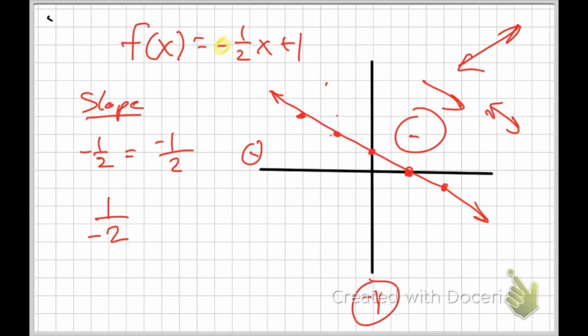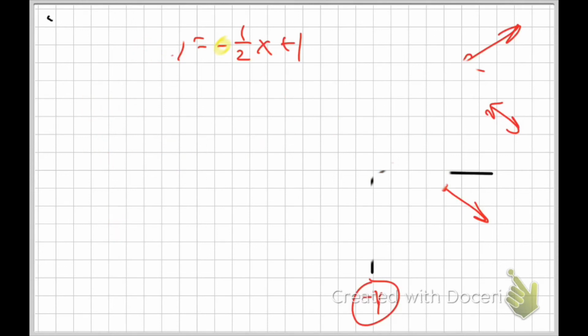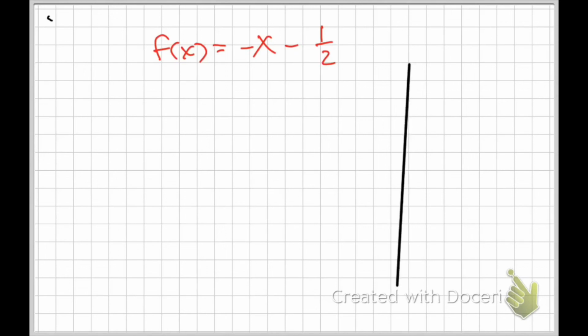Last thing I want to review really quick is, let's say that you had f of x is equal to negative x minus 1/2. What if you have a y-intercept of a fraction, a half, a third, whatever? So do this. We've gone over this before, just to review.